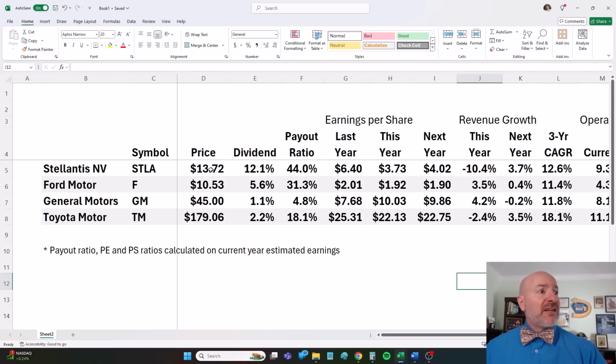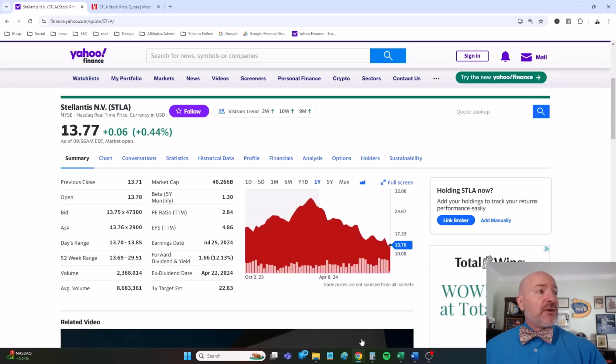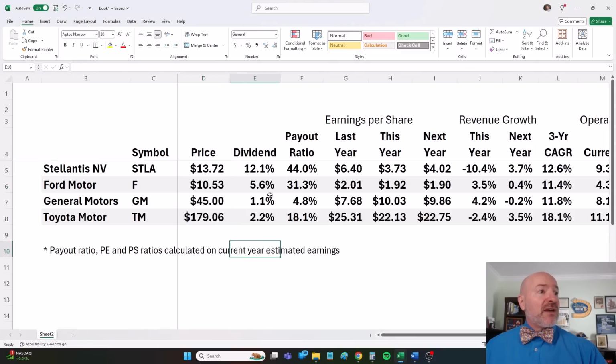So you'll see here that I did start. I got the prices down here, and obviously those are pretty easy to find here in Yahoo Finance. Also did the dividend yield as well as the payout ratio. Now, the dividend yield, you can take it directly from there, or you can calculate it yourself.